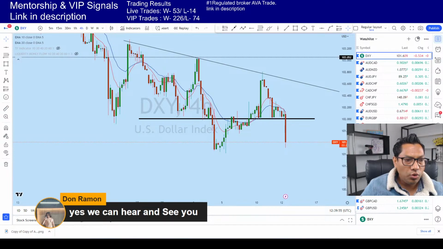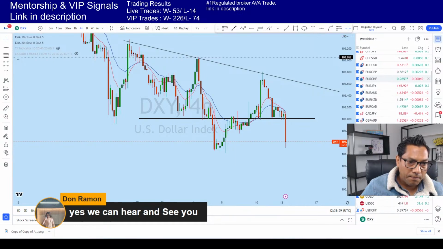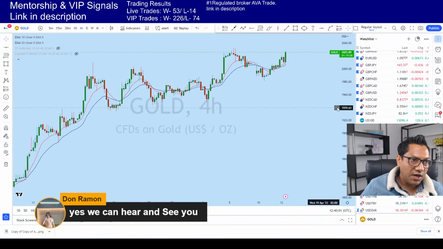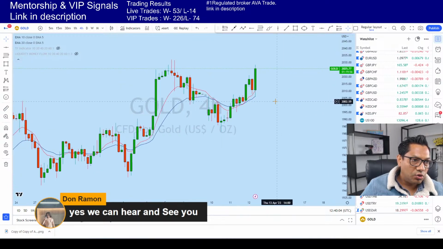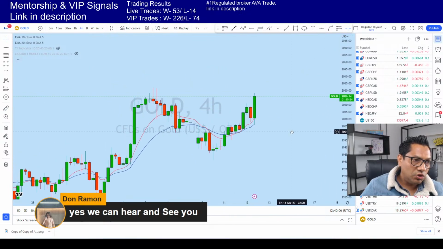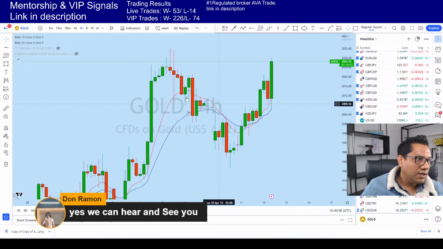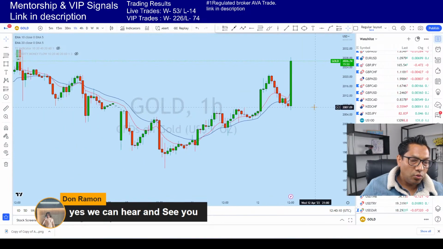Now with that in mind, we saw that there is a significant weakness on DXY that bumped gold again to the upside. From this 20 EMA testing this zone, we have seen that gold has a very strong movement with the news on CPI.